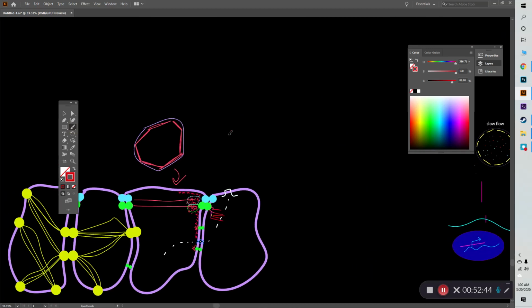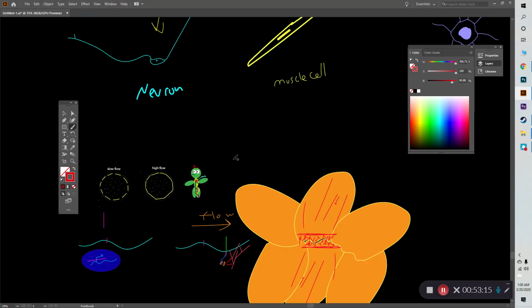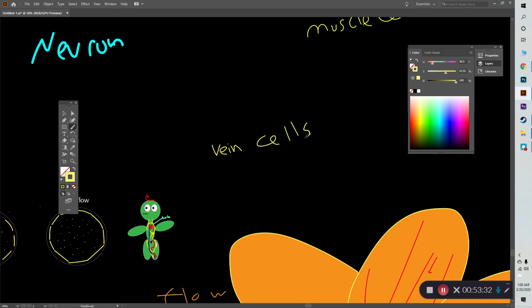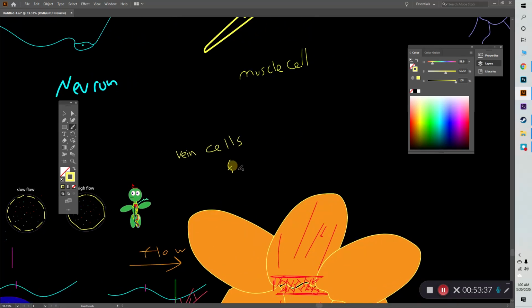So this one over here, let's label it. This was alpha-catenin. Alpha-catenin is mechanically sensitive. Sweet. This is vein cells. I like that. Vein cells feel flow, and seal. They really love seal.